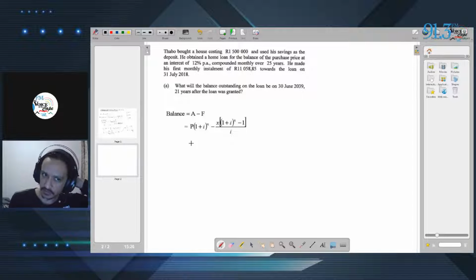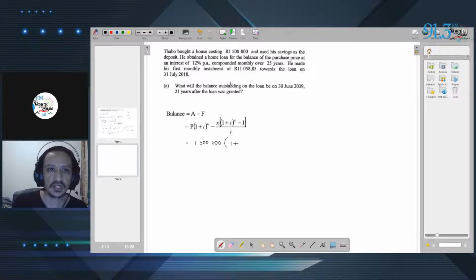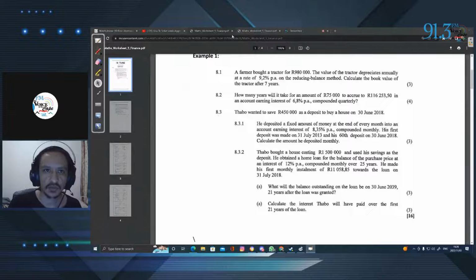Now let's substitute the values in. So P is 1.5 million. 1 plus our interest rate of 12% per annum. It is monthly, so this should be 12 divided by 100, which is 0.12, divided by 12, because it is a monthly installment. And n is the number of years, so 21. Now let's see if this matches what they did in the memo.